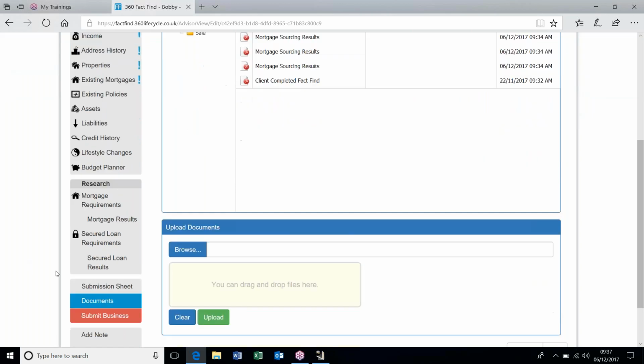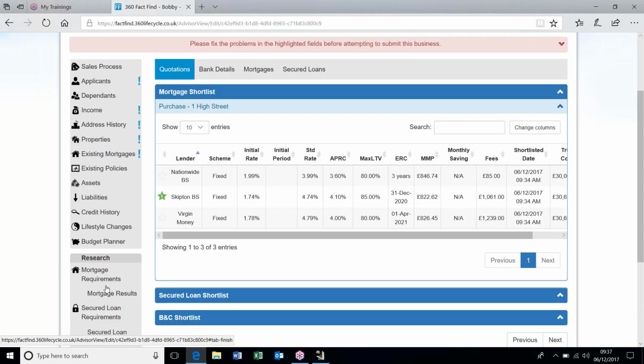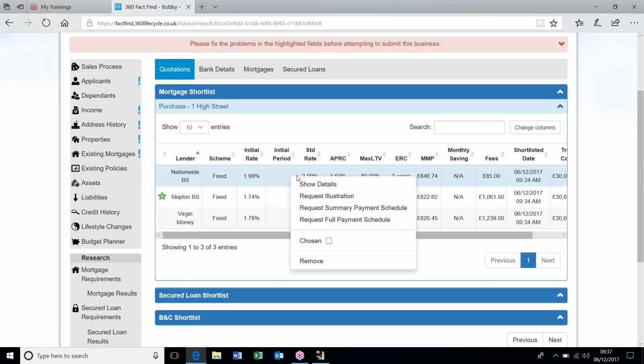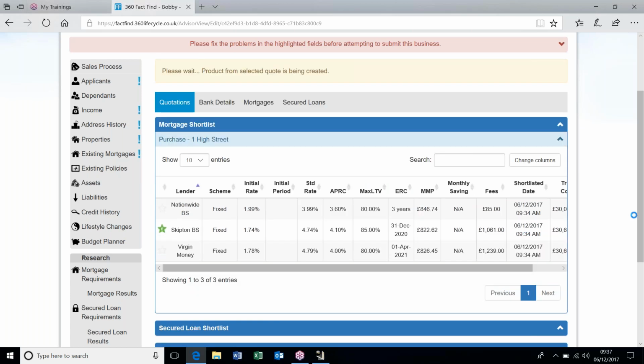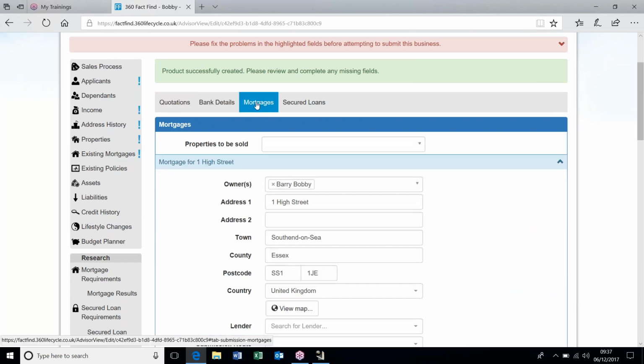Now, if I want to just consolidate the sale, all we've got to do is imagine we have gone away and done an application for this product. At the end of the process, I come back into the system, and I just make sure I tell the system that that Nationwide case, I chose it by right-clicking it and selecting the box. And now that means I can go on and complete my mortgage submission.